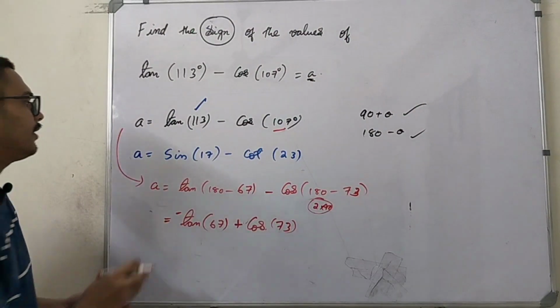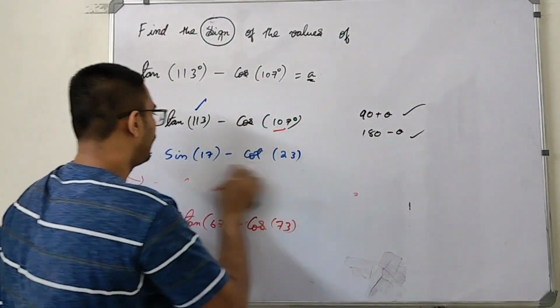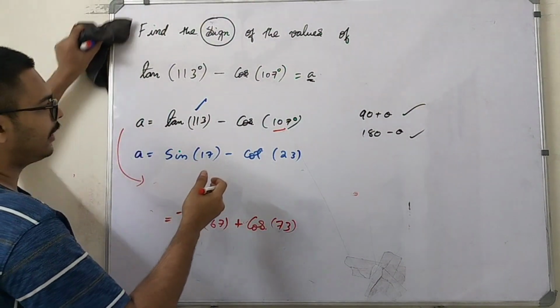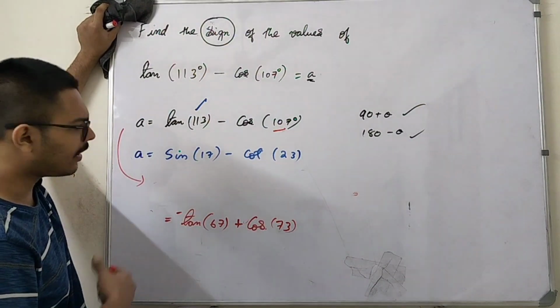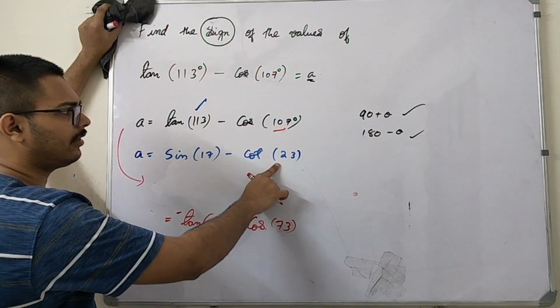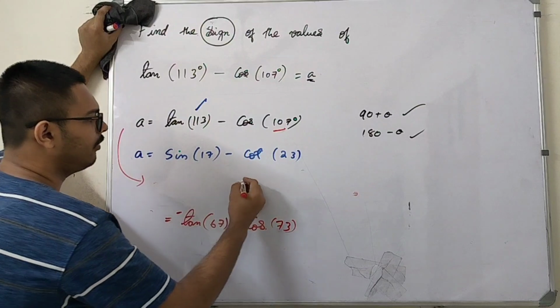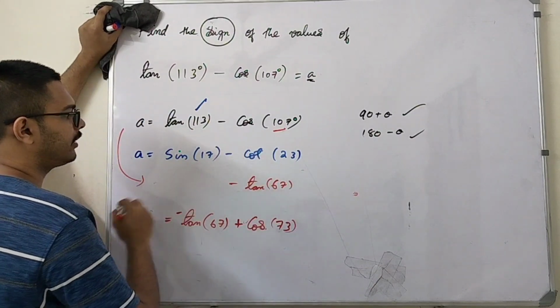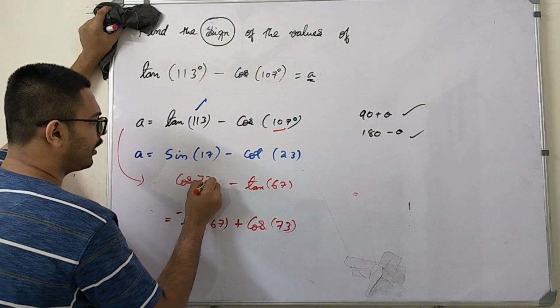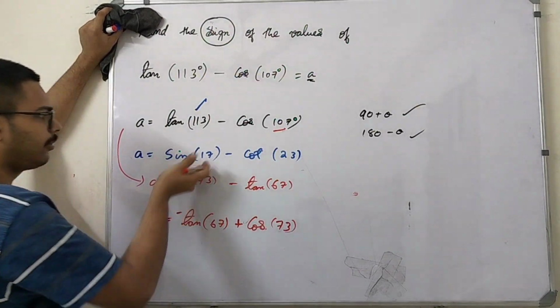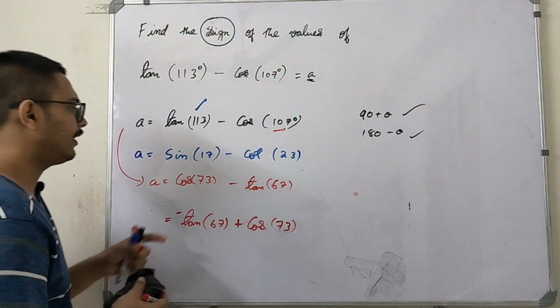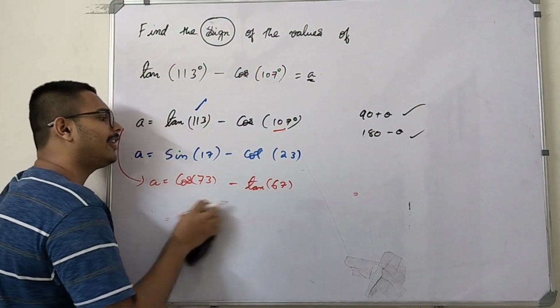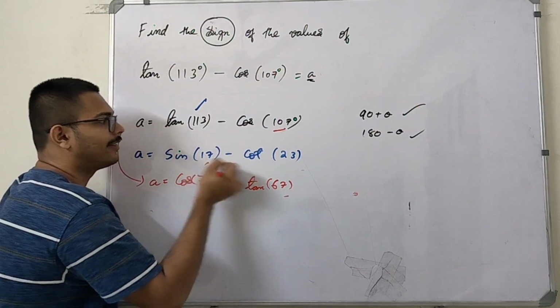Or from this you can simply write tan 90 minus theta equal to cot theta. So cot 23 is equal to tan 67, and sine 17 equals cos 73. You can use any of these properties; both values are the same. We can write it in different forms, so we have written it in terms of acute angles.